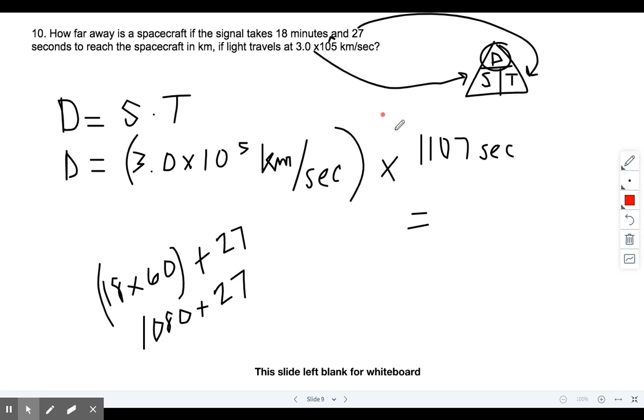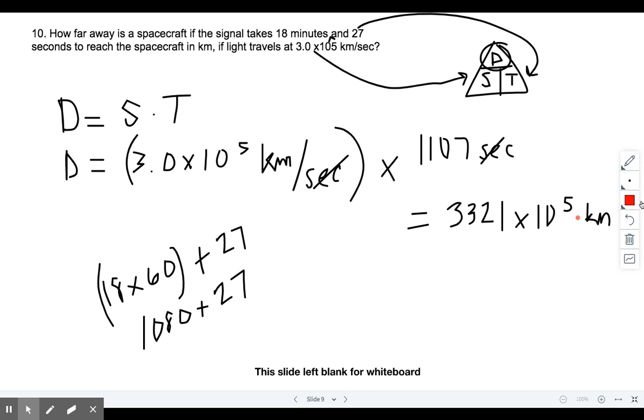So we're going to multiply 3.0 times 1,107. That gives me 3,321. Okay, and I can cross out these seconds, by the way. And then 10 to the 5th doesn't have anything to multiply to it, so 10 to the 5th just stays. Okay, and my units are kilometers.